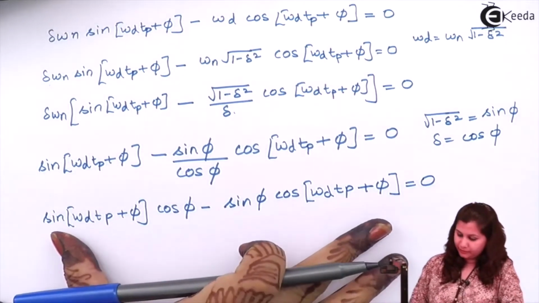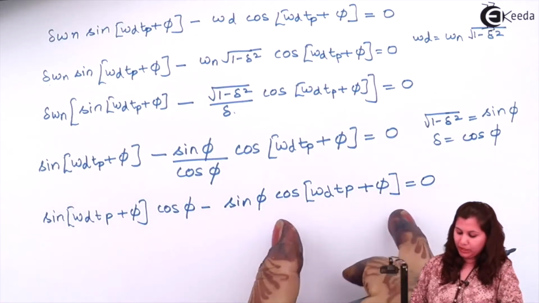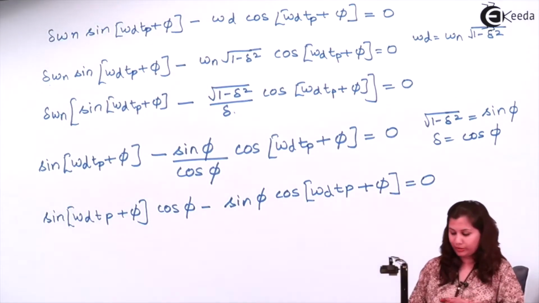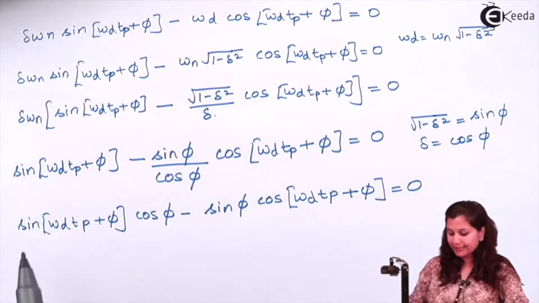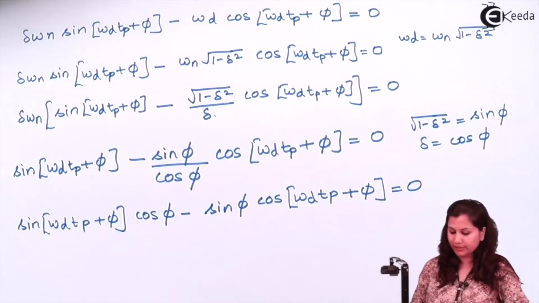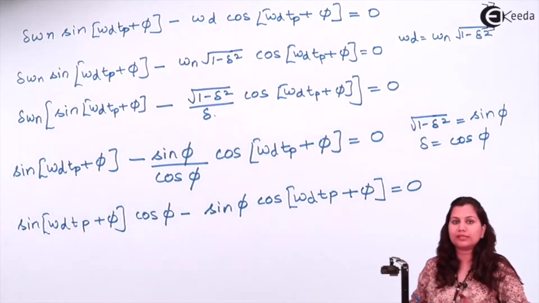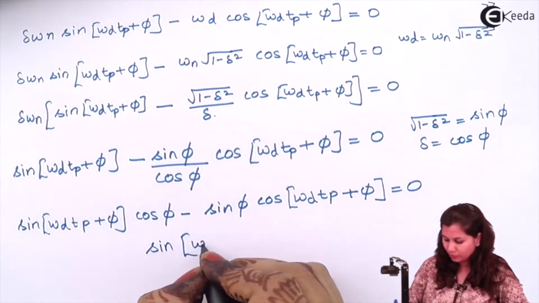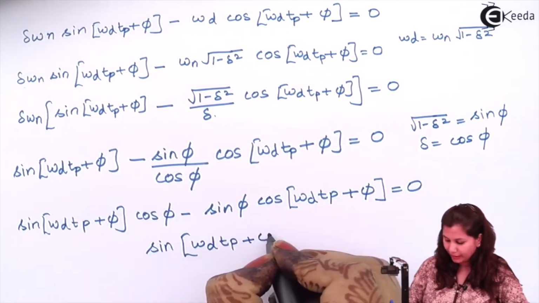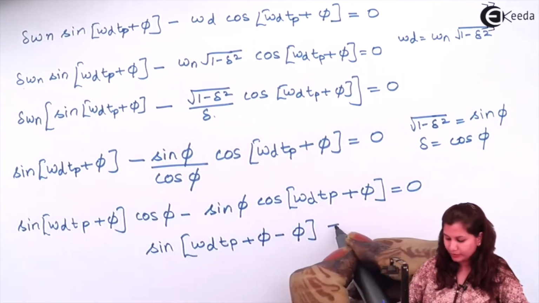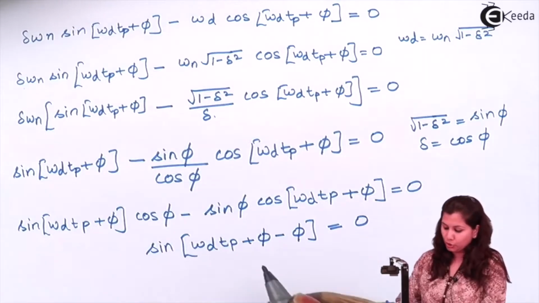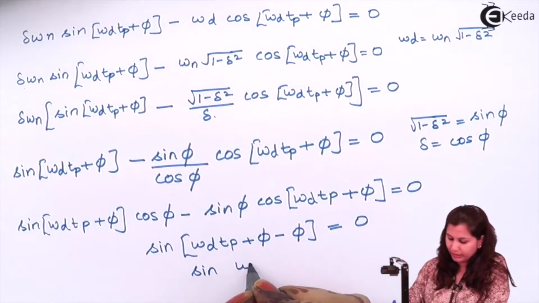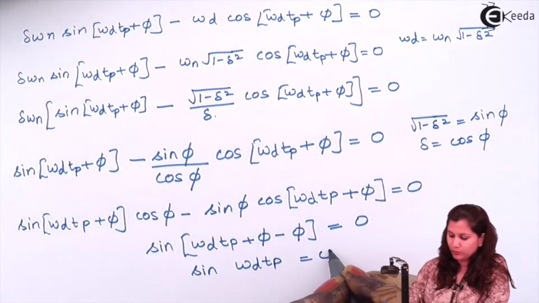Now, this term has been converted into the formula sine A cos B minus sine B cos A. So it will be equal to sine A minus B, that is, sine omega d Tp plus phi minus phi equals to 0. So this phi and phi will be cancelled out, plus minus. So we are left with sine omega d Tp equals to 0.